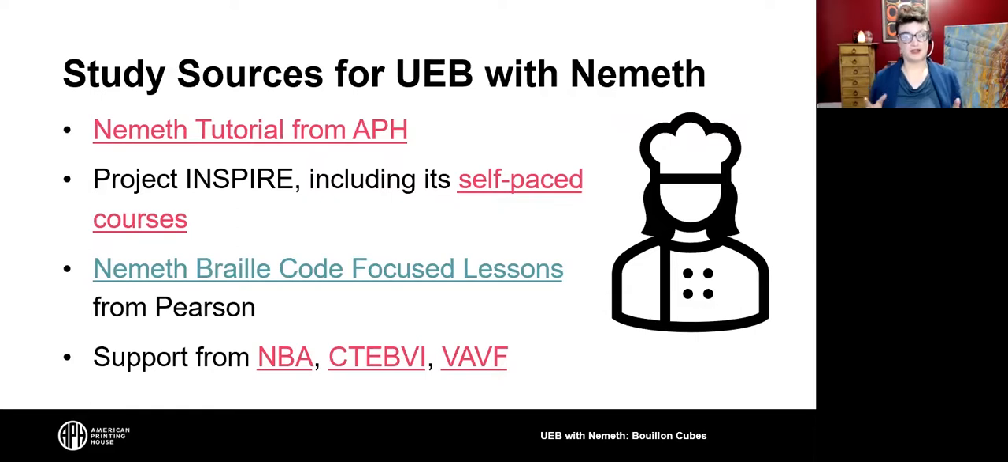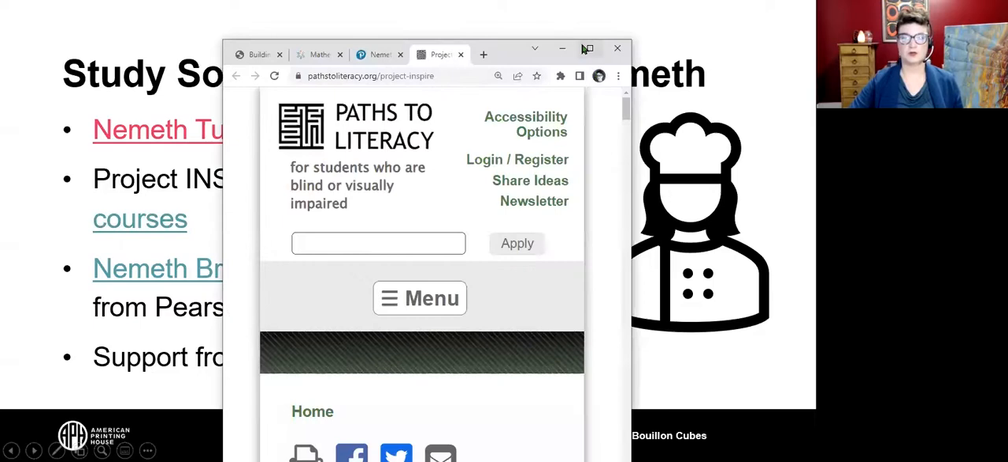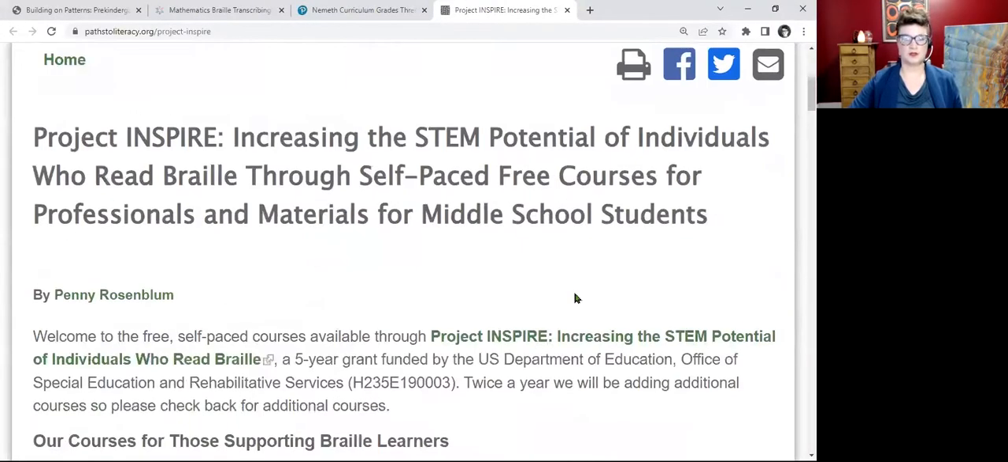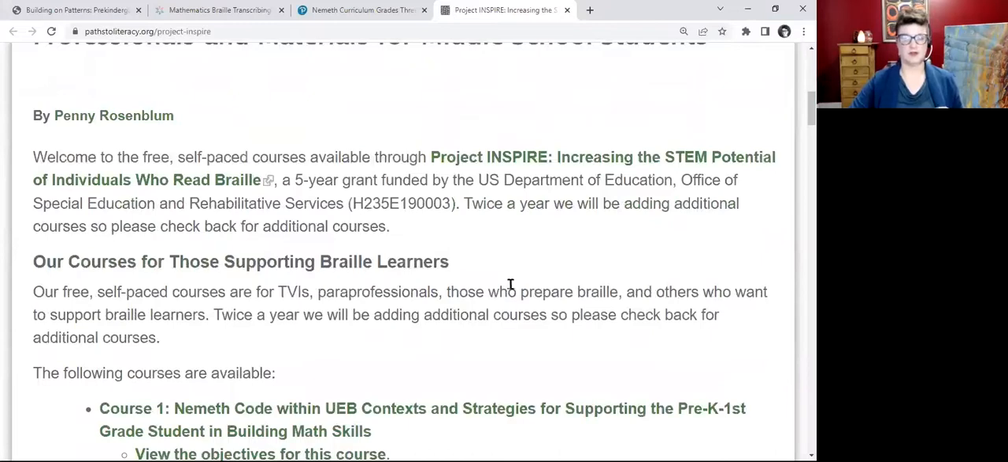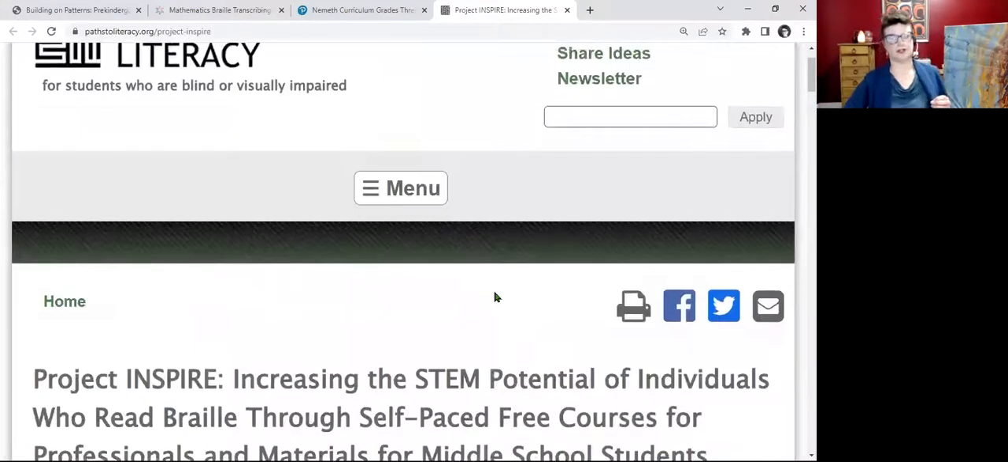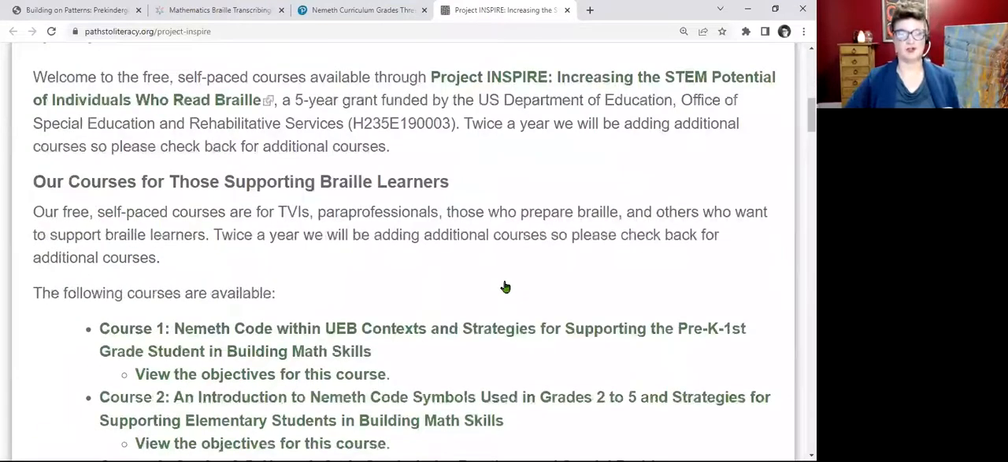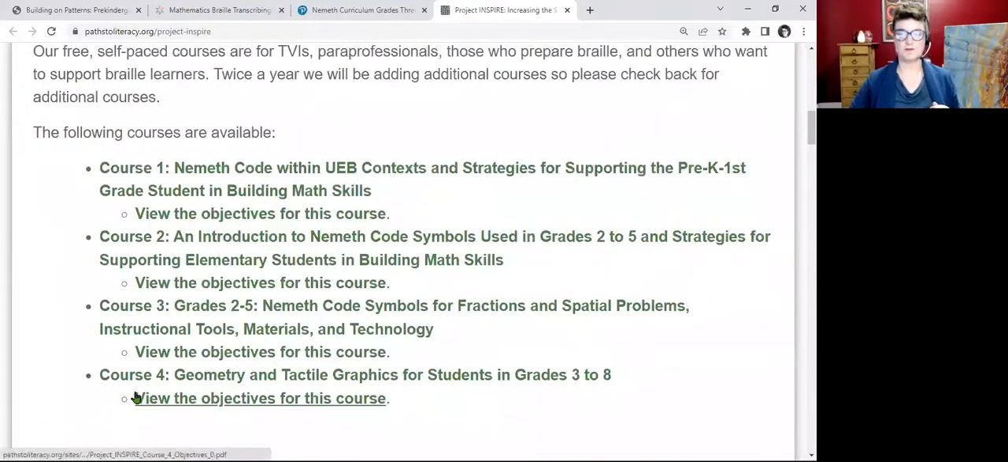The Project Inspire is a new initiative from the University of South Carolina. It stands for increasing the STEM potential of individuals who read Braille. And it includes a series of self-paced courses. So the link takes you to information about Project Inspire and specifically the page where courses 1 through 4 are listed.